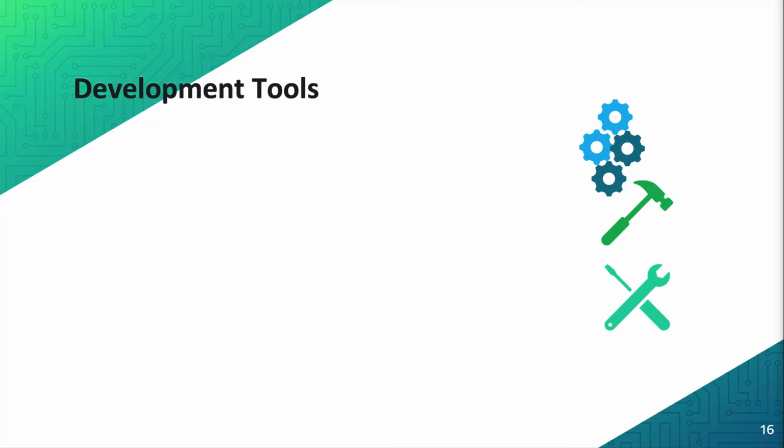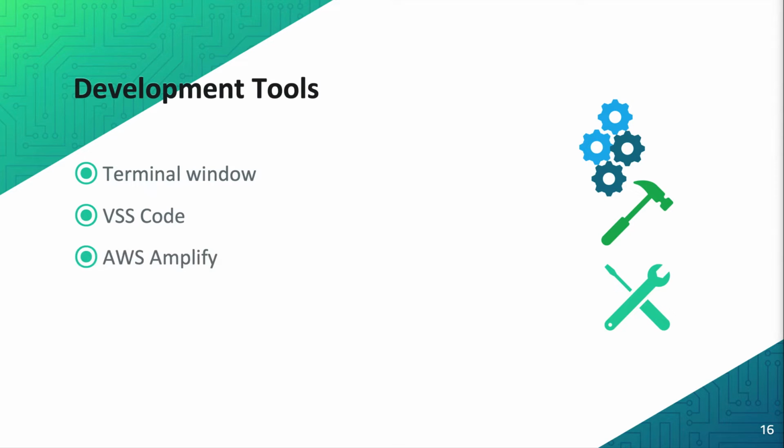Let's talk about the development tools that we are going to use in this tutorial. We will be utilizing a terminal window for configuring our project. Then we will use VS Code as an IDE to navigate through our code. We will use AWS Amplify to configure connectivity between the AWS environment and our application. AWS Amplify will also procure the required resources for us. We will be using the AWS console to look through some settings for our deployed bot.